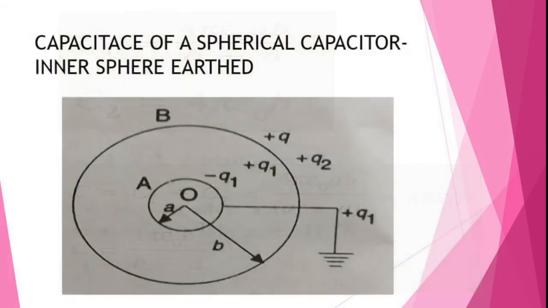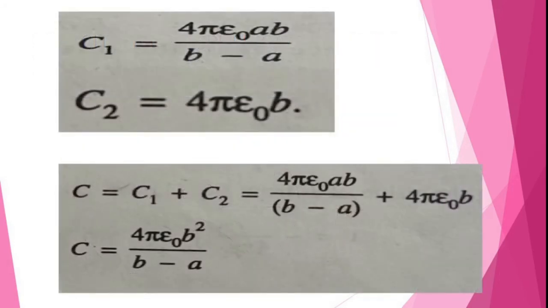Now the second capacitor is the outer surface of B and the earth. Earth, here we can consider it to be an infinity case. So what happens? The capacitance is simply 4 pi epsilon 0 B. So C2 will be 4 pi epsilon 0 B.